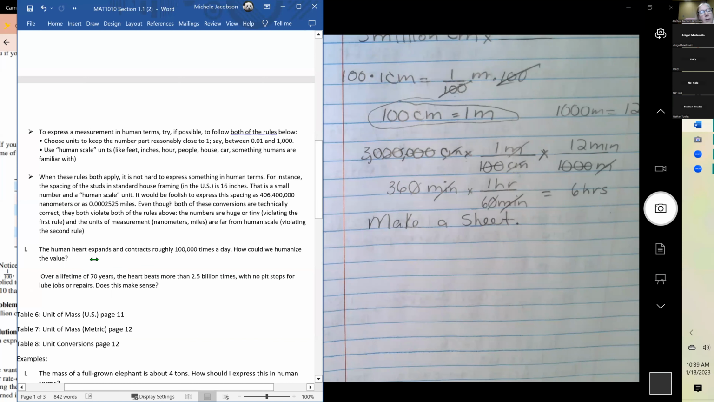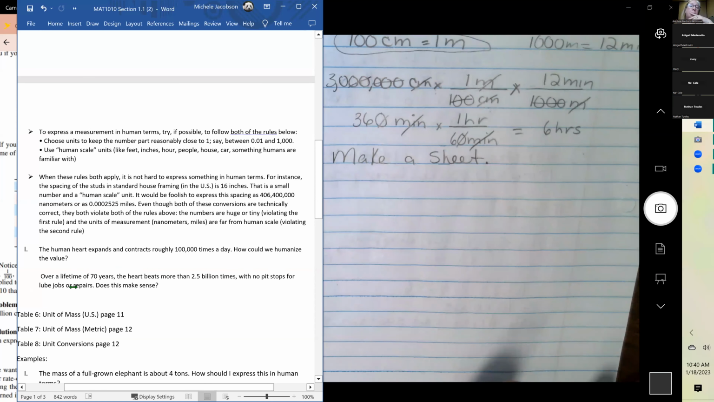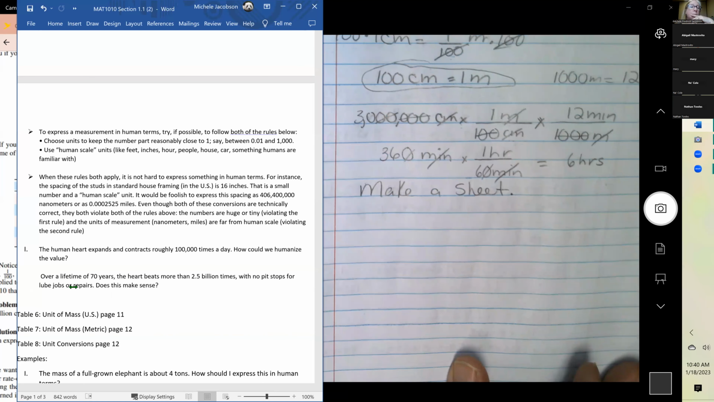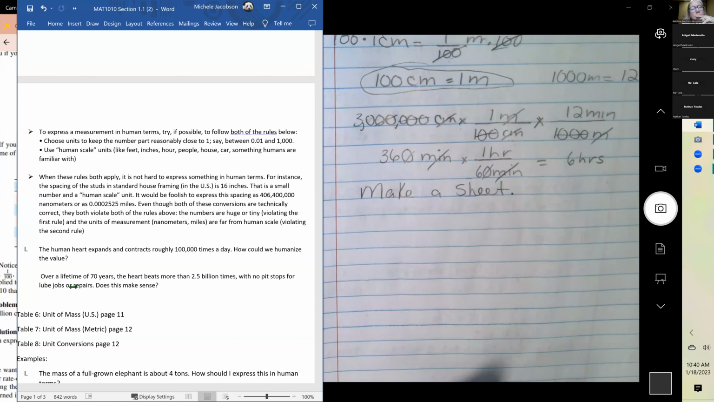The human heart expands and contracts roughly 100,000 times a day. How could we humanize this value? Divided by 24, divided by 60. Okay, that should give you about 69.4 repeating. What are we converting it to? First to hours, then to minutes.